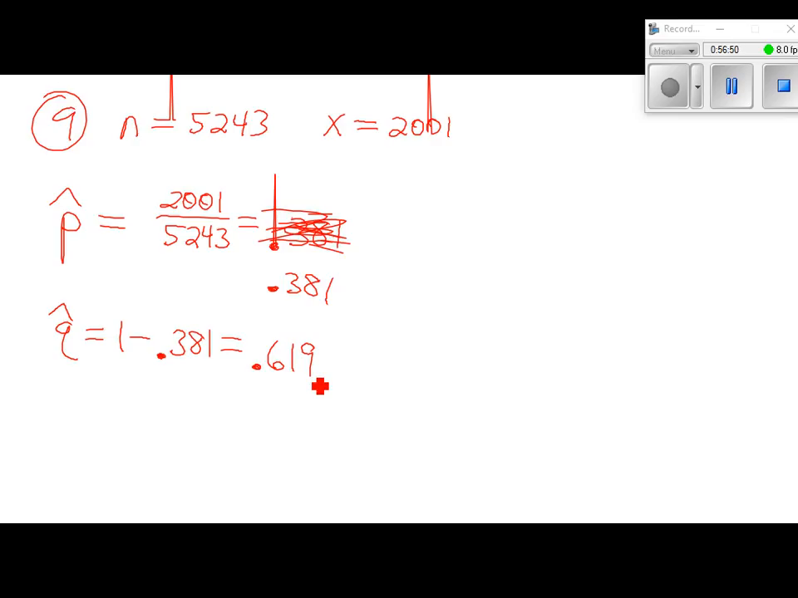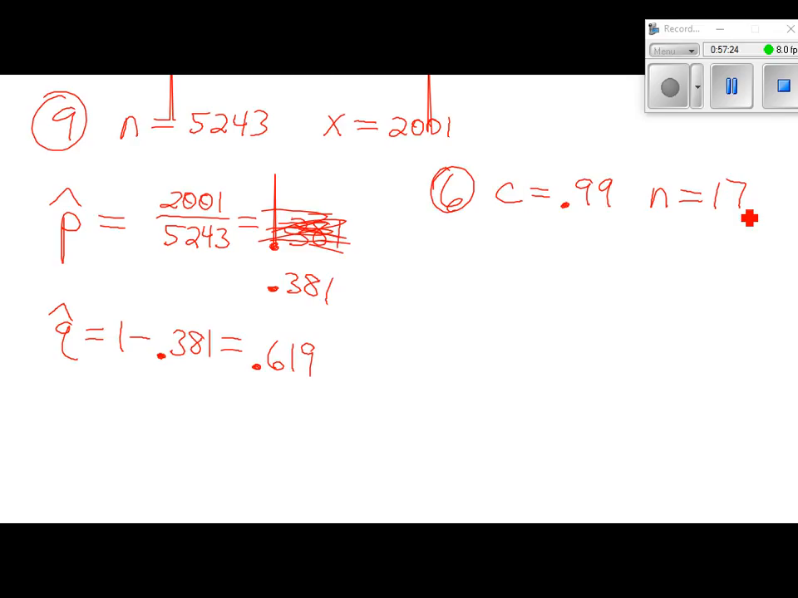Got time probably for another one if you want to see another one. Six. Find the critical value TC for, and they give us a confidence interval there. Let's see, C is 0.99 and N is 17. What's that N being 17 tell us?